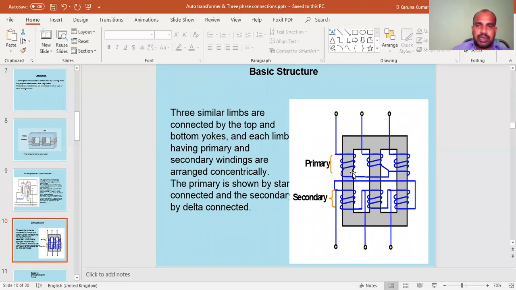The upper part of the winding is primary and the lower part of the winding is secondary. The three similar limbs are connected by the top and bottom yokes. Each limb has a primary and secondary winding.